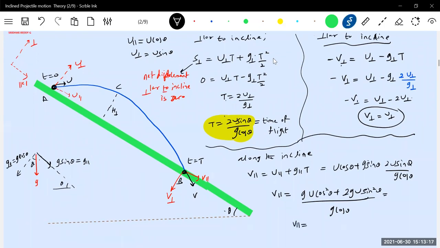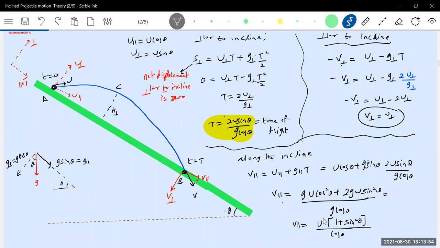V parallel equals U cos theta plus GU sin square theta. GU you can take outside. In that, cos square theta, one sin square theta will get eliminated, and the one G will get cancelled here. So this will become U, 1 plus sin square theta by cos theta. This will be the parallel component. Cos square theta plus sin square theta plus sin square theta. Now what is the total speed?